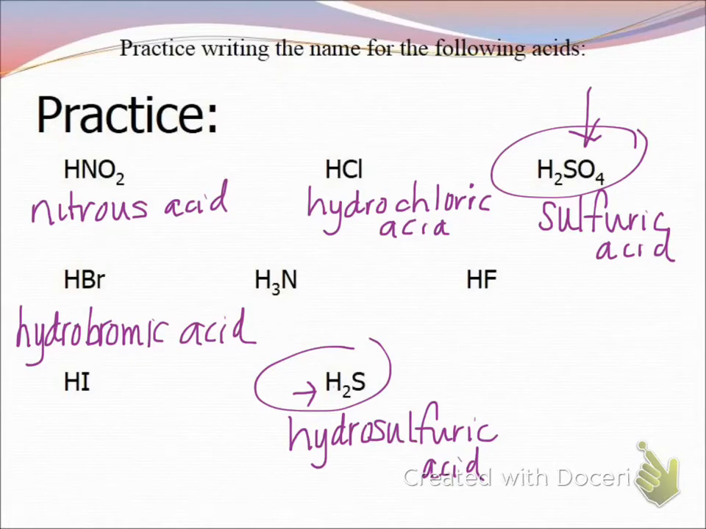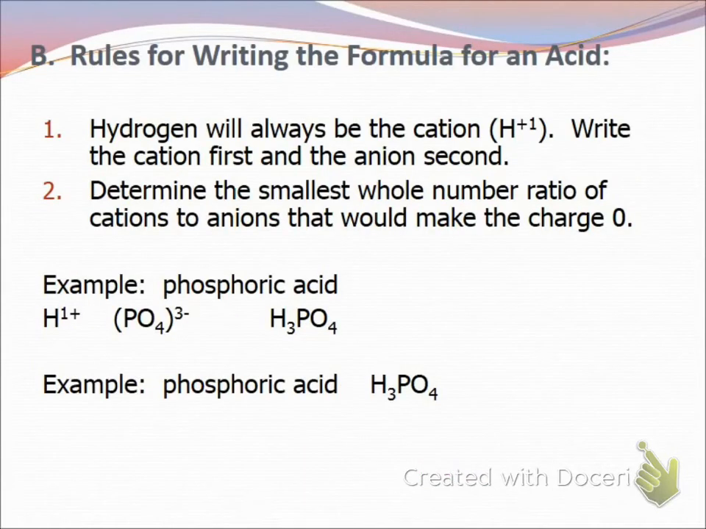So now let's talk about how we put them together, how we make the formulas. Hydrogen, I already told you, is always going to come first. Hydrogen's a +1, so you're just going to balance the charges just like when we're putting ionic compounds together. So this is an example of phosphoric acid. Phosphate is a -3, so it takes 3 hydrogen to go with it because it's a +1. So we get H3PO4. So if y'all did pretty well on the ionic formulas, you should be able to do the acid formulas.